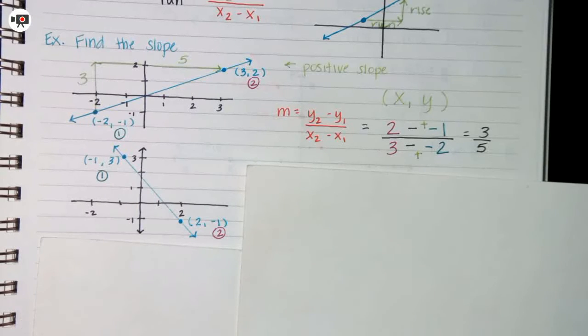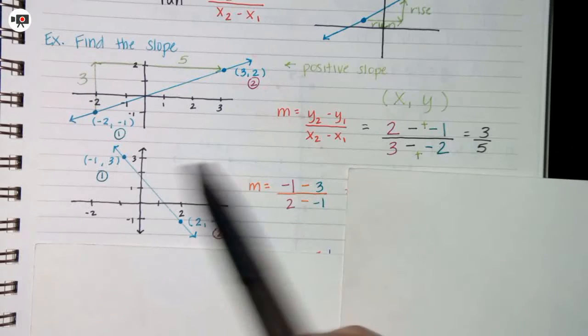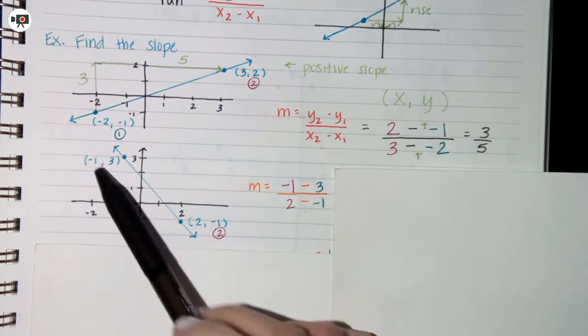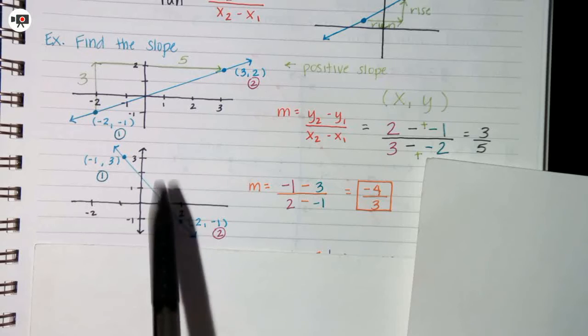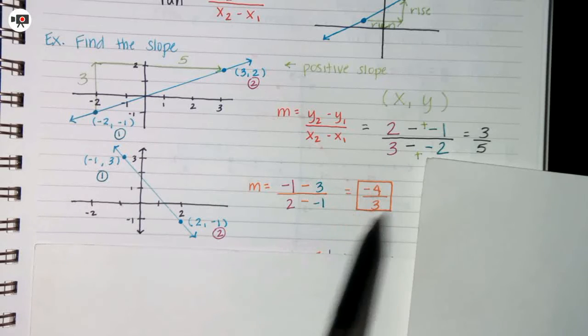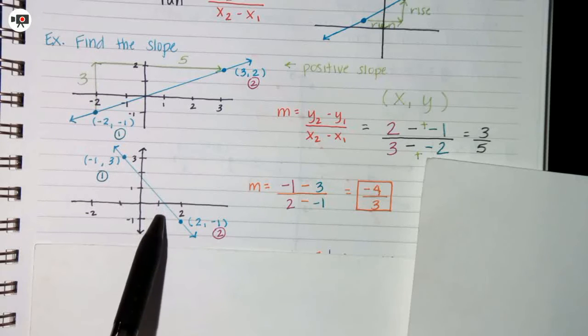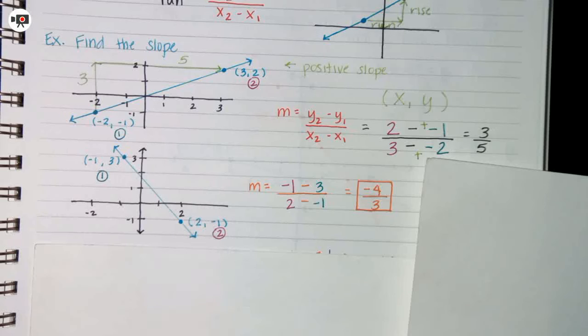Here I have my points 1 and 2. Using my formula, this would be negative 1 minus 3 over 2 minus negative 1 to get negative 4 over 3. We can confirm that our slope is correct by counting on the graph, and I know just by looking at this one it's going to be negative, because as I read the graph from left to right, it points down.